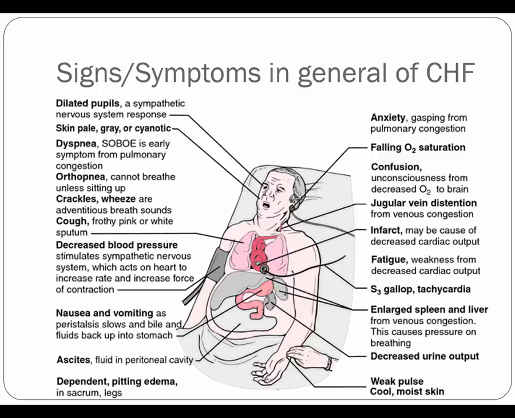Okay, so dilated pupils, orthopnea, crackles, wheeze, of course. CHF is a buildup of fluid. It's either a buildup of fluid peripherally or a buildup of fluid in the lungs. So if we hear, of course, the crackles and the wheeze, it's because there is some sort of blockage when they're trying to take air through the pathways. It'll make a sound. Cough, frothy pink or white. It's unmistakable when it's coughed up. It looks very strange. It looks like the froth on the top of a drink.